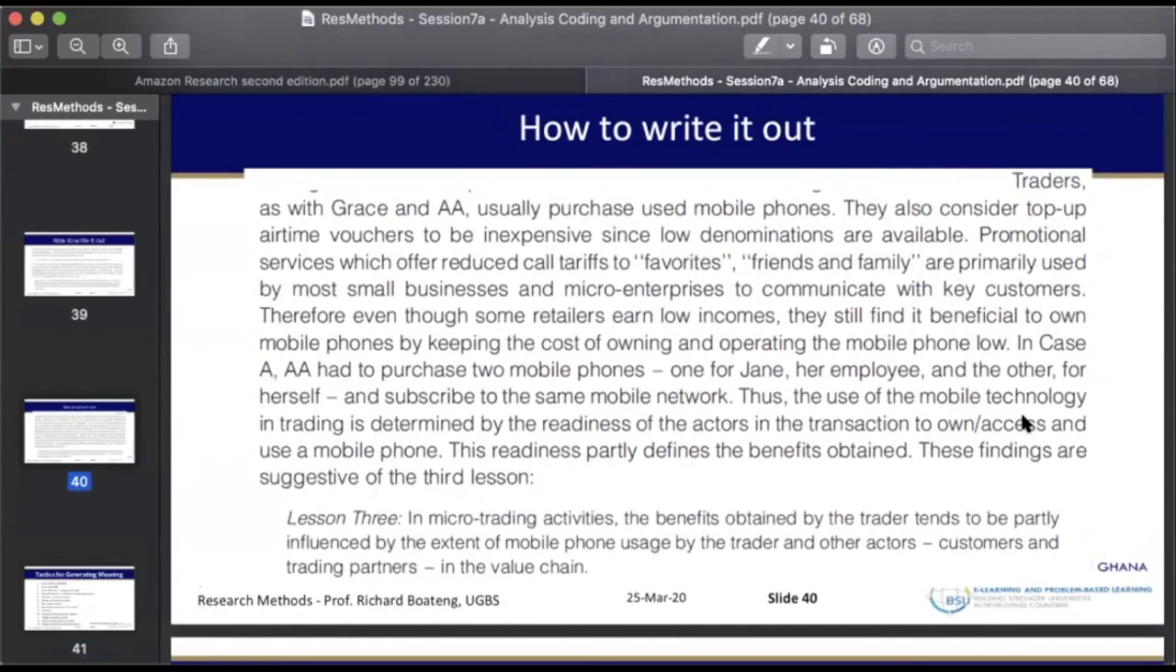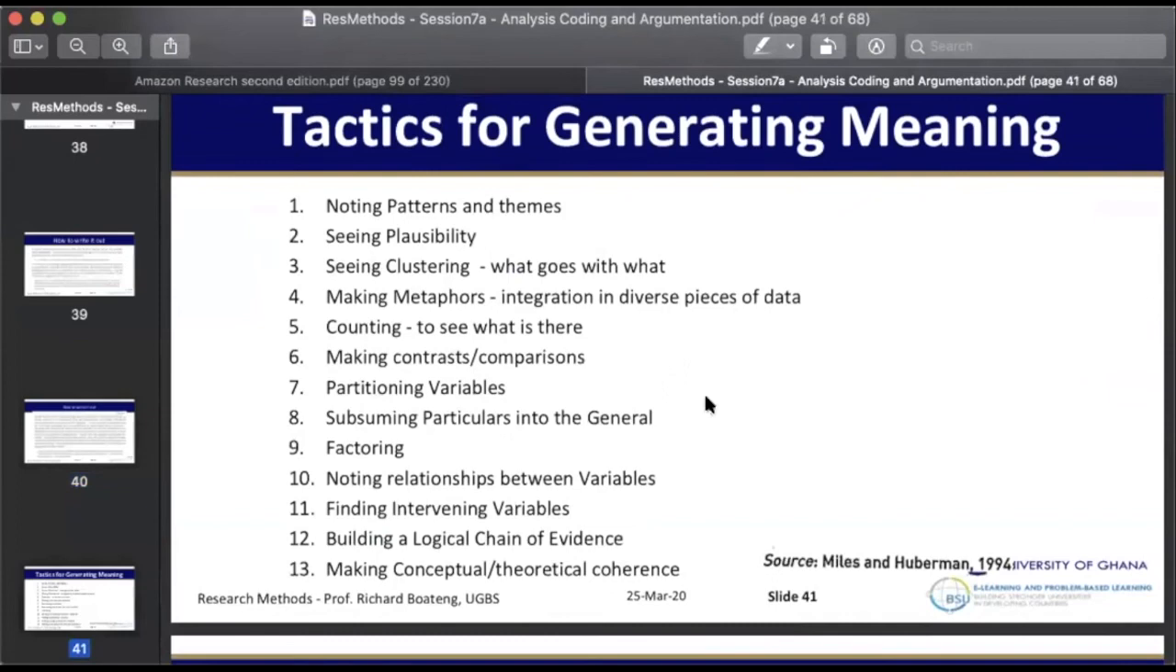And if I'm buying one for Jane, I'm also making sure that Jane too is mobile enabled. That's what she's trying to emphasize here. So you realize that some of the explanations go with each other. They're making metaphors, integration in diverse pieces of data. So you put labels upon some of the data you find.